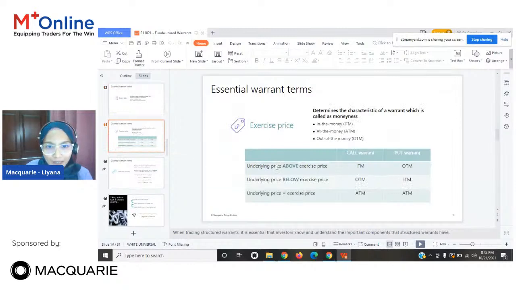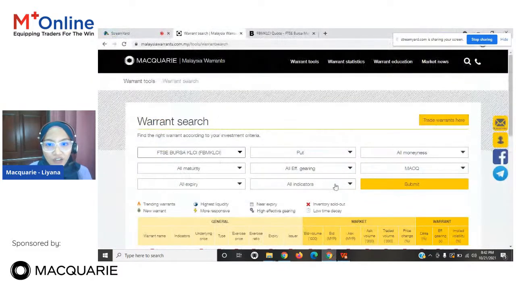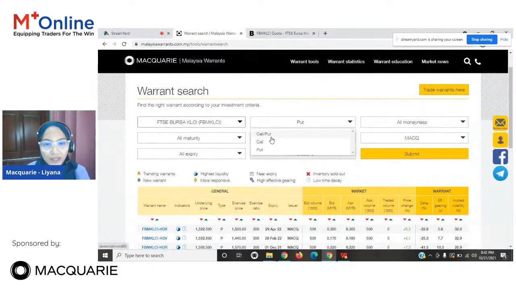Okay, because saya tak highlight kat sini, because I don't want everyone to memorize about in the money, at the money, dia punya exercise price dia macam mana. Pening kepala. Tak apa. Tak payah nak pening kepala, hafal-hafal semua tu. Actually semua ni ada dekat Macquarie punya website. Contohnya dekat sini. Okay, kita tengok call warrant dulu.